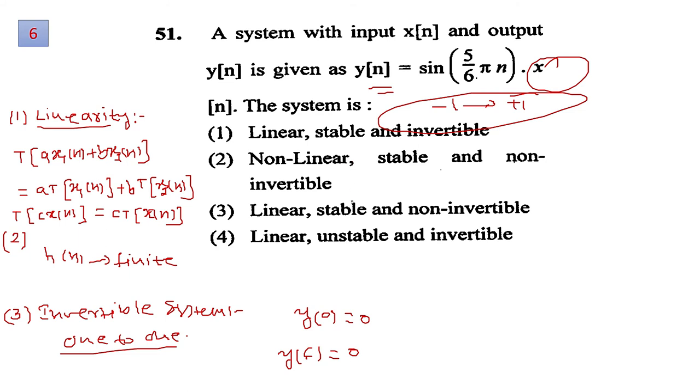So the system falls under the category of stability, and the system is not invertible, because an invertible system is usually one to one. But in this case, you can see that y0 and y6 both have the same values, so the system is not invertible, the system is stable, and it is linear. So option number 3 is the correct answer for question number 6.